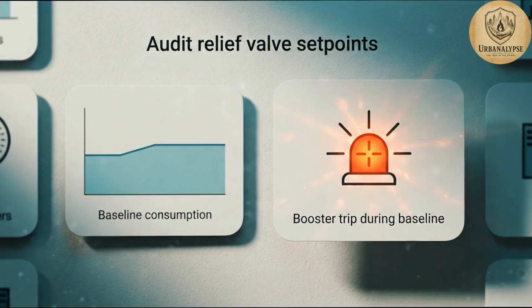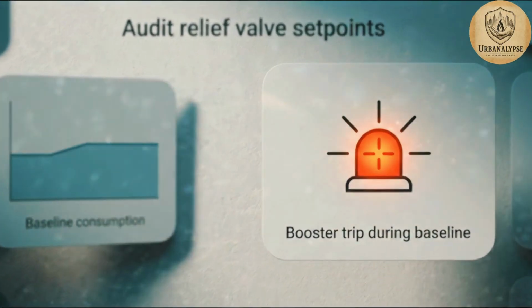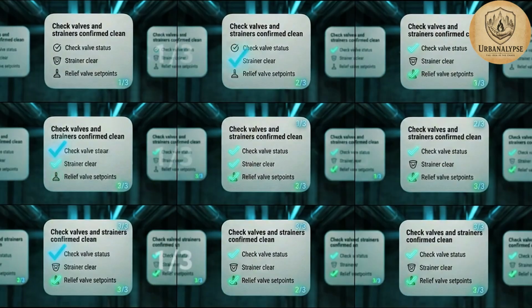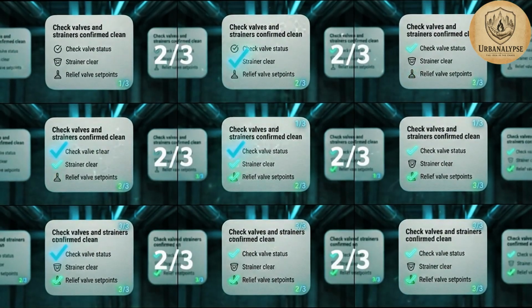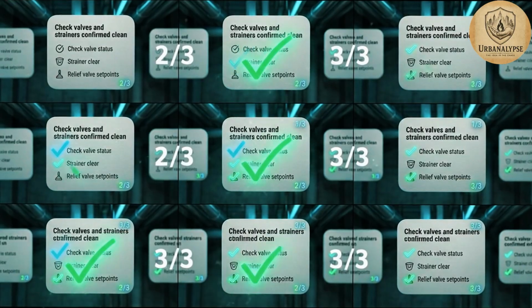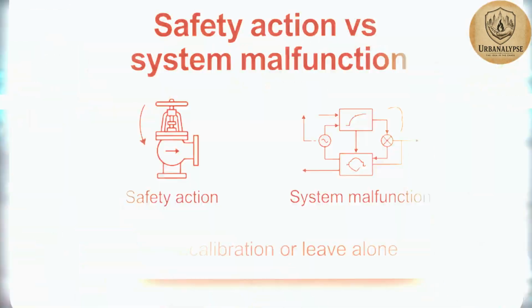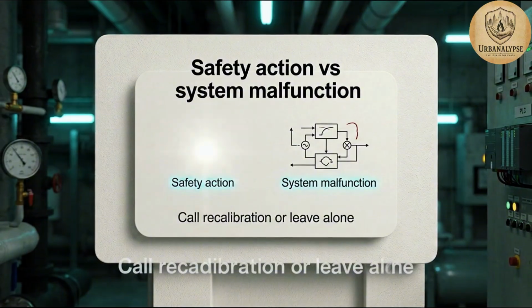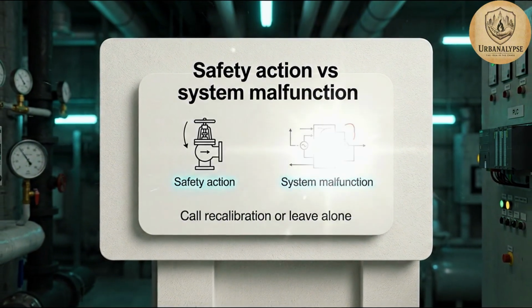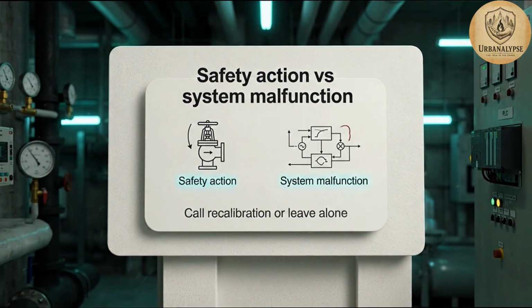If your building trips the booster during baseline consumption, not peak draw, not equipment events, and check valves and strainers are confirmed clean, audit the relief valve set points. Safety action versus system malfunction determines whether you leave it alone or call for recalibration. Audit sequence in the description.